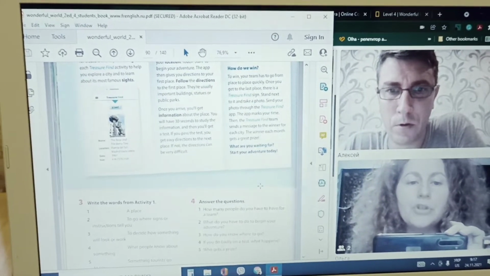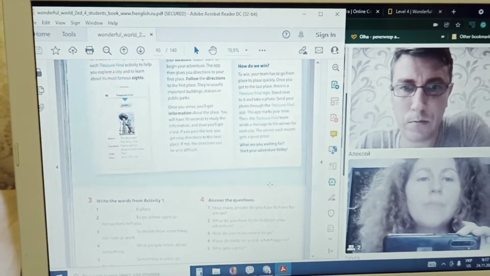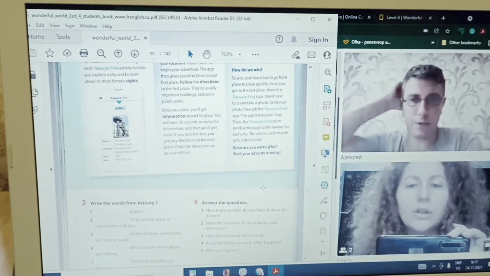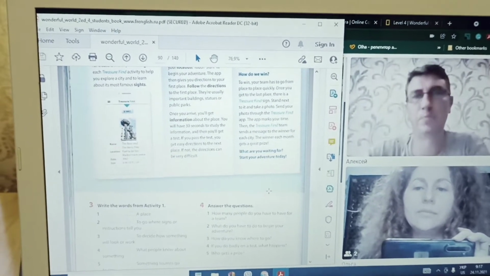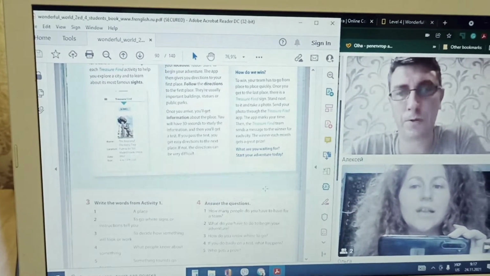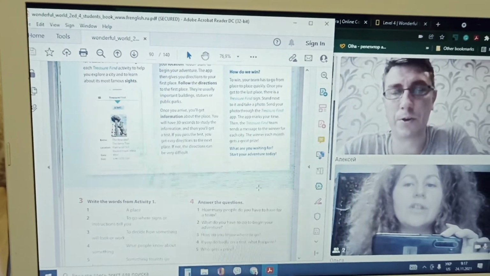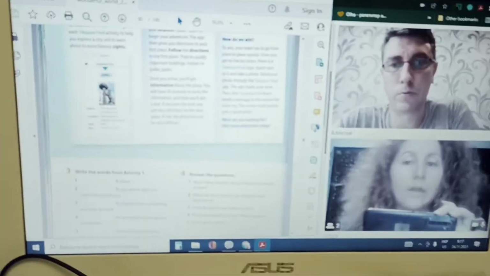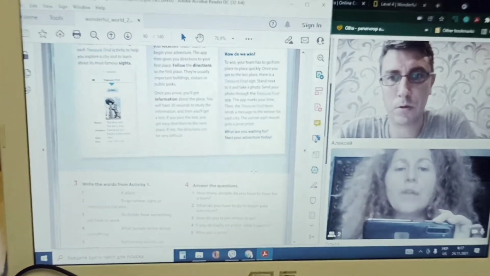And last one question. If you pass the test, you get easy direction to the next place. But if not, this direction can be very difficult. Exactly.